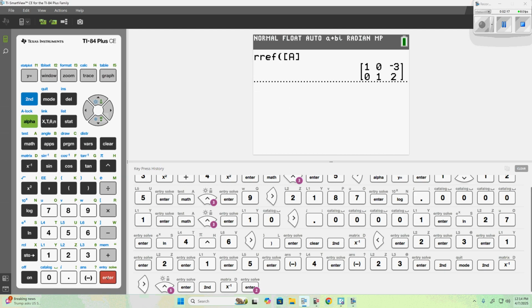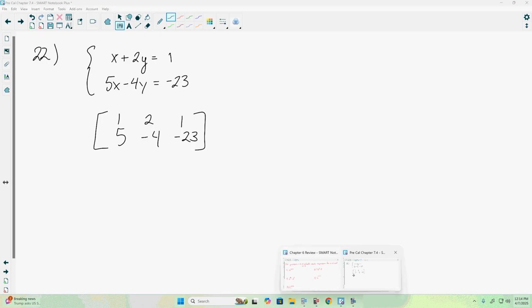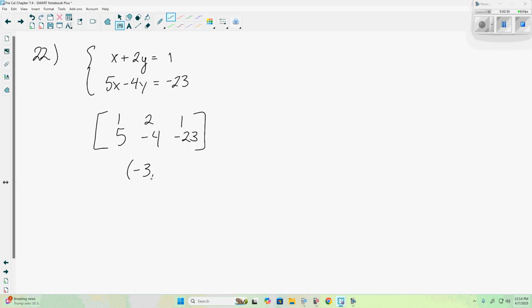So 1, 0, negative 3, 0, 1, 2. So really the top number is going to be x, next number is y. And if we had x, y, z, top is x, second's y, bottom z. So negative 3, 2 is our final answer.